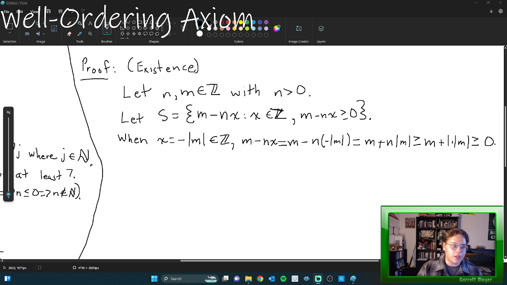So basically the point of this is that if you plug in the negative absolute value of m for x here, which is an integer, then this value here, m minus n times x, is non-negative, so we know that m minus nx is part of the set S when x equals the negative absolute value of m. So S is non-empty.